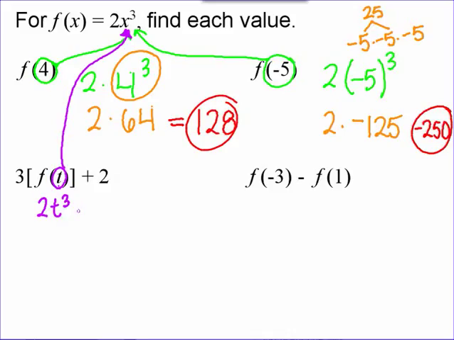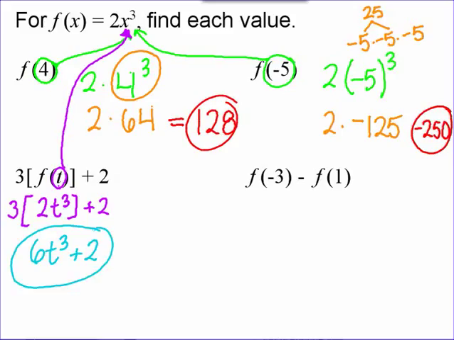Now what we need to do is the next step, which states I'm going to bring the 3 down, and then I'm going to add 2. So if I take 3 times 2t cubed, what do you get? 6t cubed plus 2. And there you go. You can't simplify that anymore.